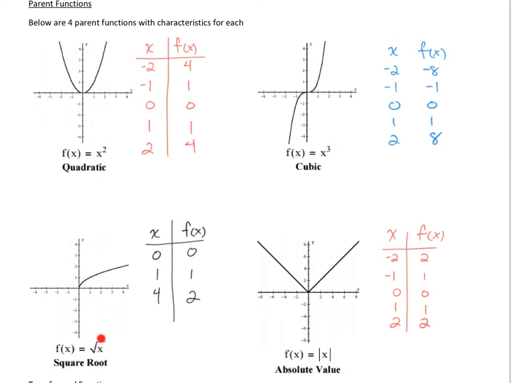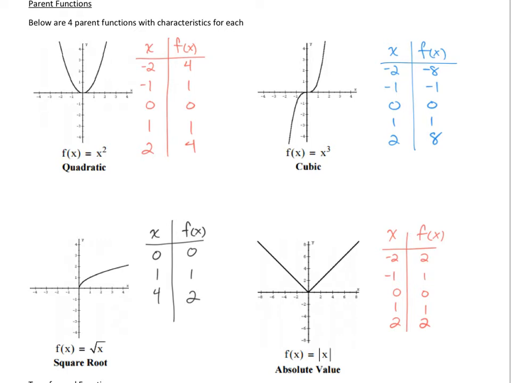A square root function, that's pretty self-explanatory. You can tell what makes a square root function just by looking at the equation here. And then the absolute value function, we put the absolute value bars around the x. So you may have noticed that over here in these different colors, we have these tables. And these tables are the parent tables for these parent functions. And it is important to know these points.